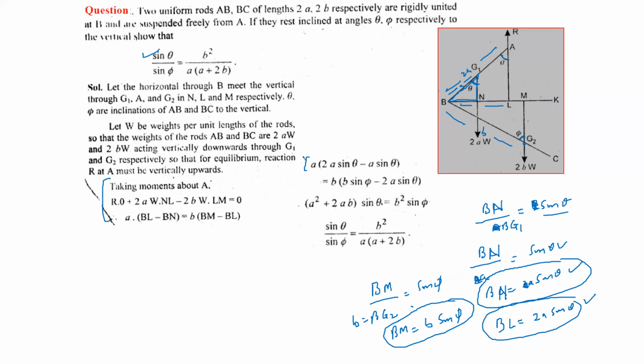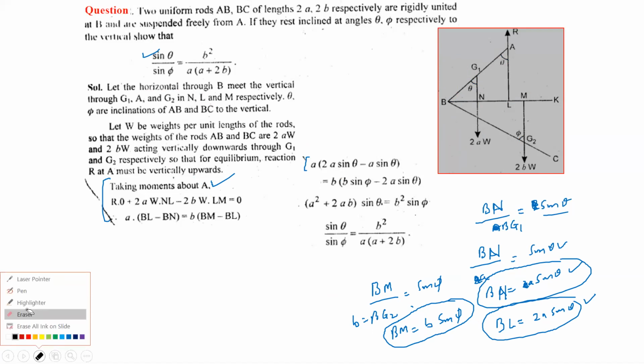Now we have taken the moments about A. Why are we taking the moment about A? Because if we consider the moment about A, then R will not come into the question, because we don't need it. We need the values only of A and B, and W is the weight per unit length, so it will cancel out when we take the moments. So we are taking the moment about A so that the third force R does not come into the picture.